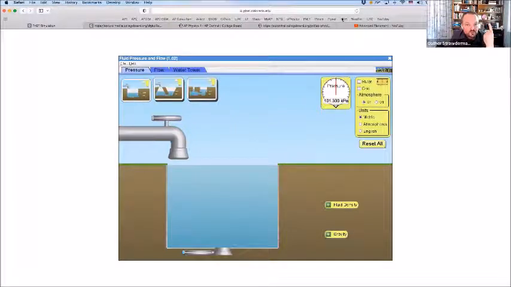One that you noticed immediately was depth. When you increase the depth, that's going to increase the pressure. When you increase the density of the liquid, it's going to increase the pressure. And when you increase the gravitational field strength, you're going to increase the pressure.